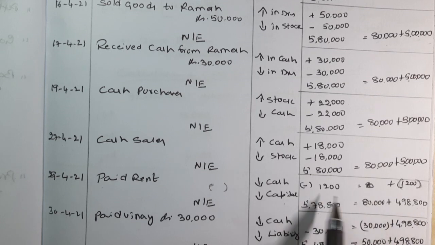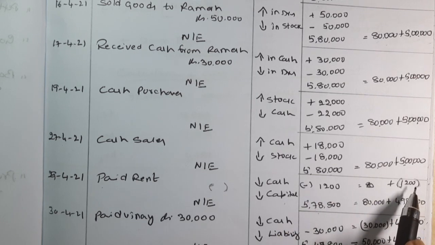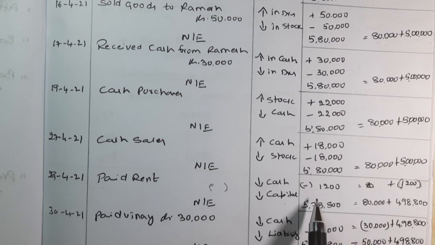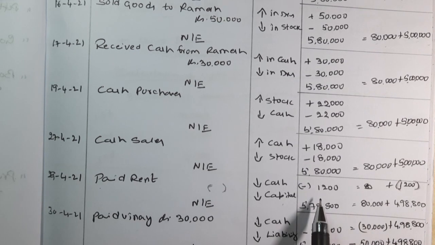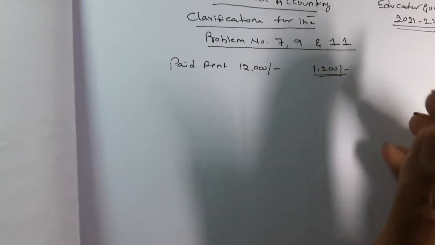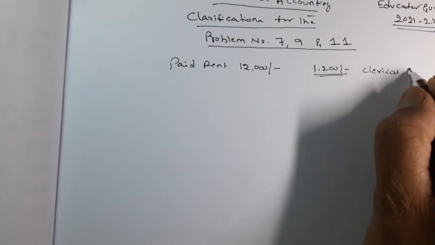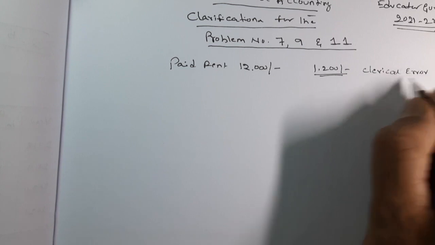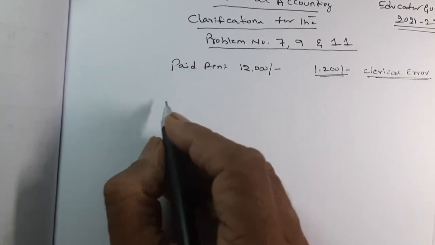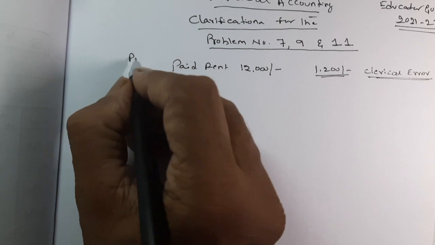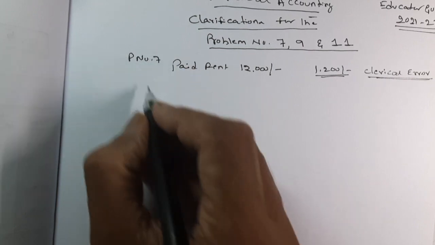Only one thing is a small clerical error which has happened because of short time, right? So that is the first clarification for problem number 7, which is called a clerical error. Don't worry, right? Now this is problem number 7.